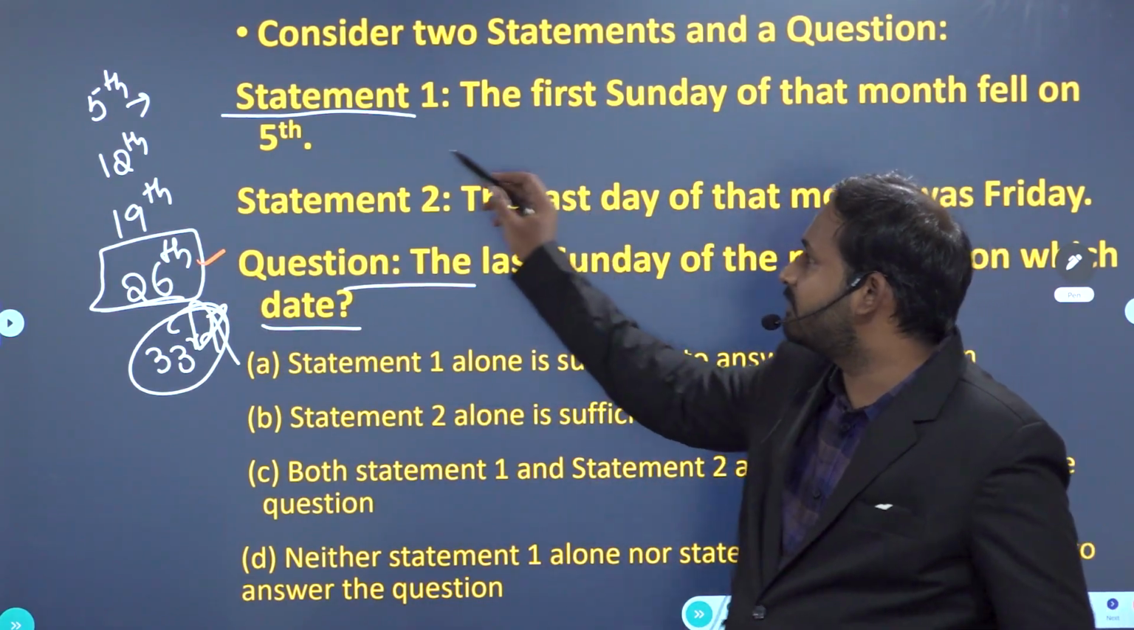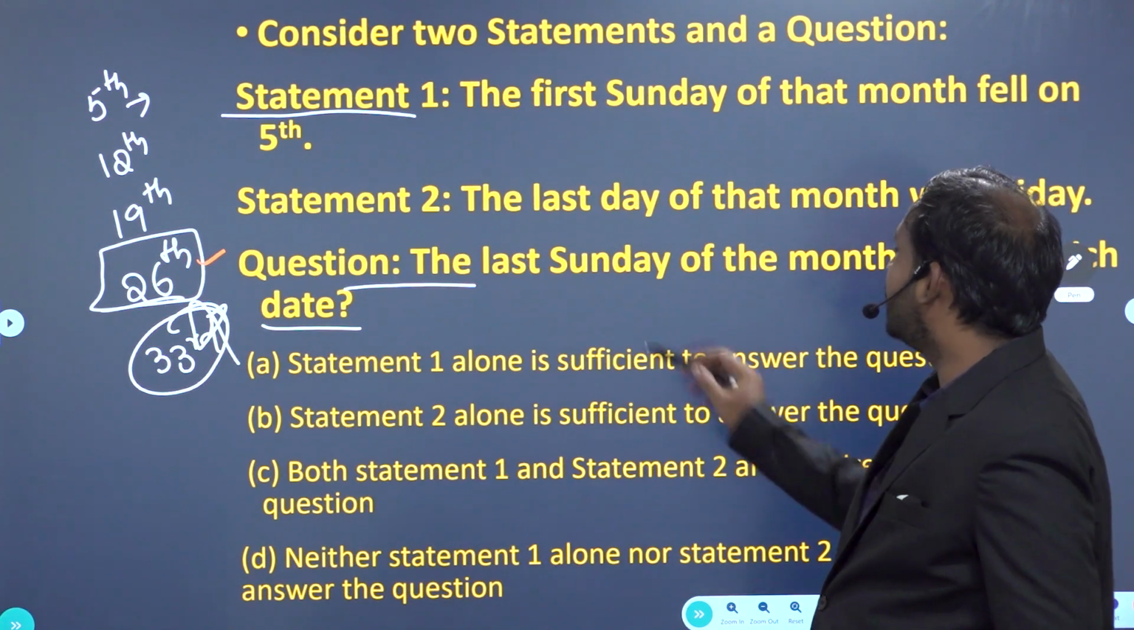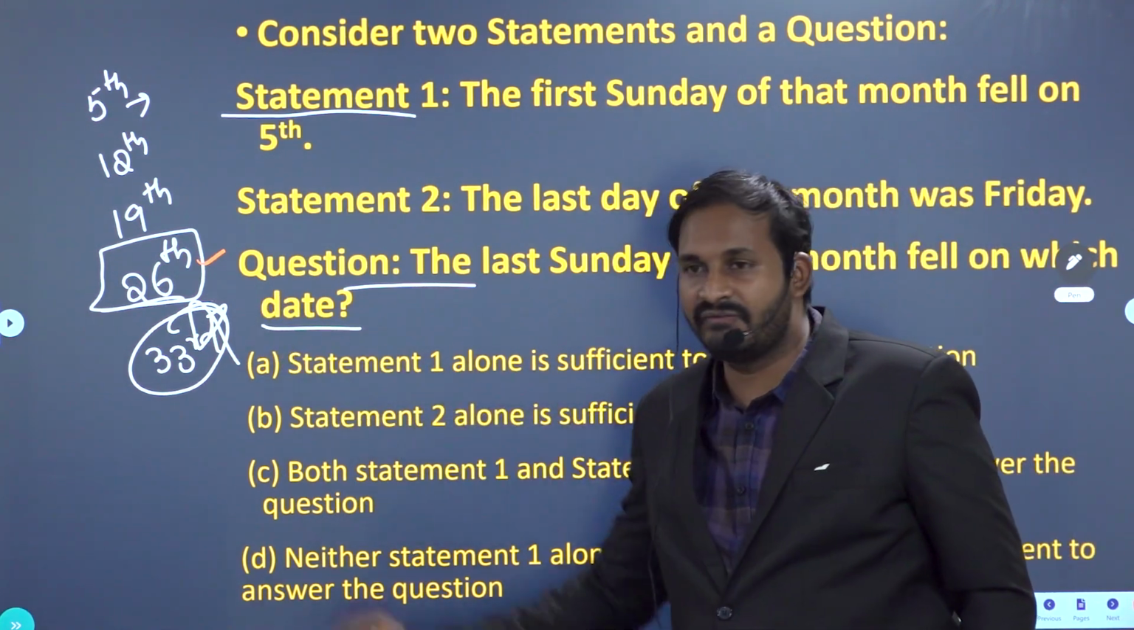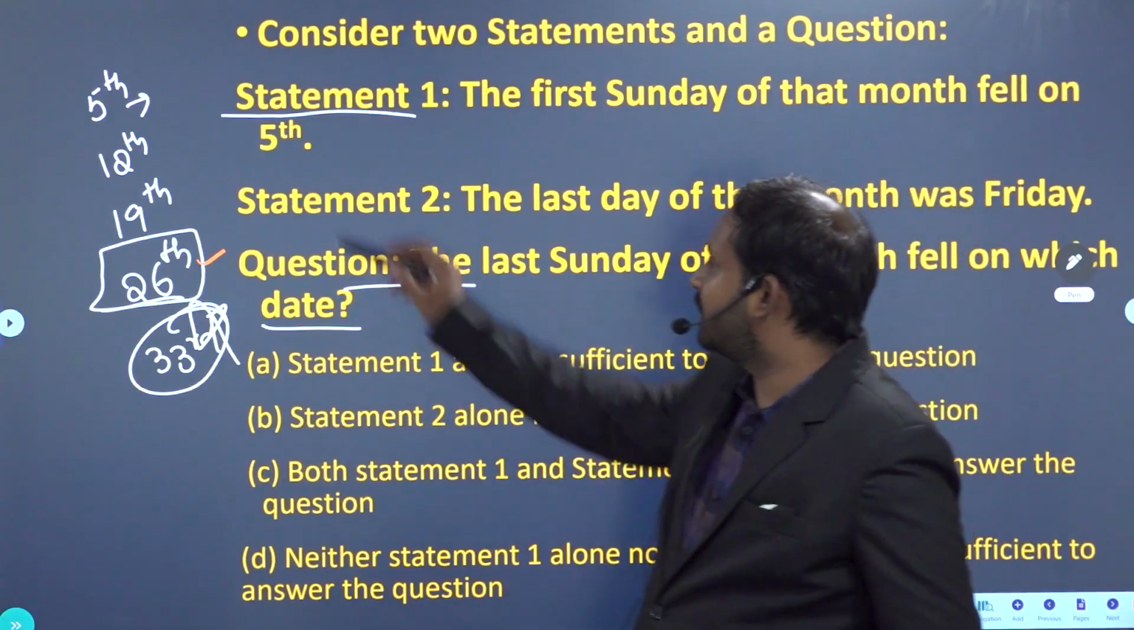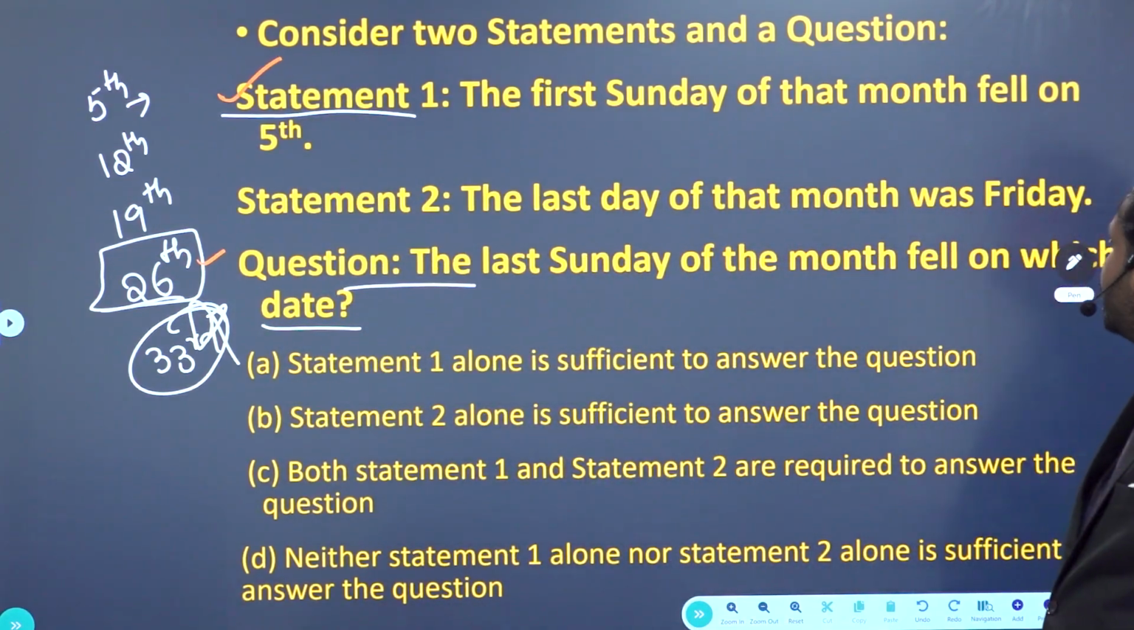So that means from statement 1 I can tell when the last Sunday will fall. The last Sunday will fall on the 26th. So by using statement 1 I can tell the answer. Now come to statement 2. The last day of that month was Friday.